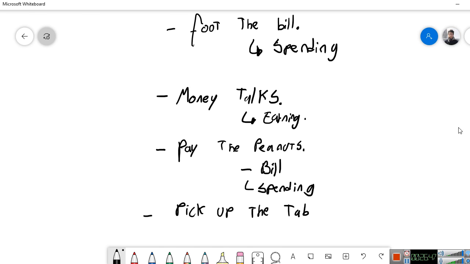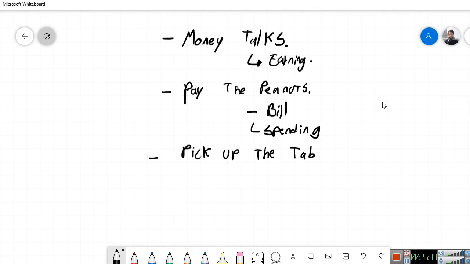Sometimes these idioms make no sense at all, because as Janet was saying, it's very cultural. So in order to understand that, not only do you have to relate to the words that I just told you, like spending, saving, earning, but it helps if you know about the culture a little bit. In this case, we're talking about American idioms. So, pick up the tab. Let's try to analyze that.